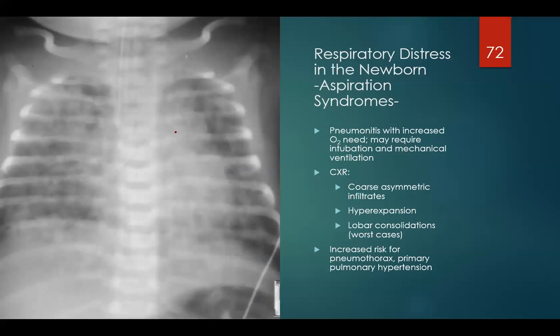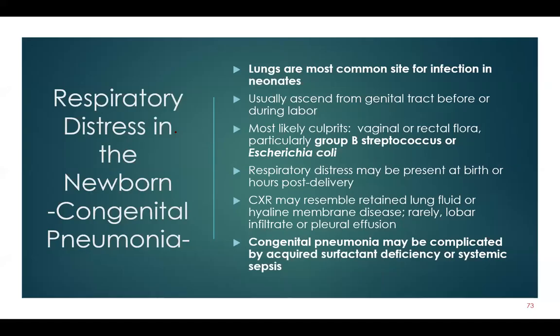Respiratory distress of the newborn. These aspiration syndromes can be caused by pneumonitis with increased O2 need, and may require intubation and or mechanical ventilation. The chest x-ray is going to show coarse asymmetric infiltrates, hyperexpansion, and lobar consolidations. If these are occurring, this is our worst case scenario. This puts this child at increased risk of pneumothorax and primary pulmonary hypertension as well.